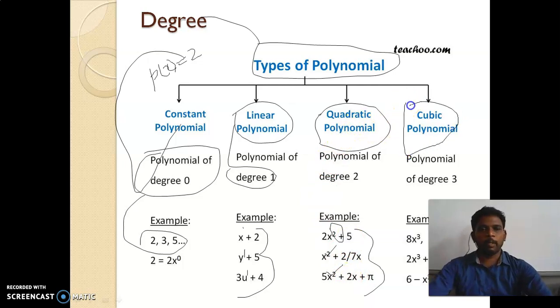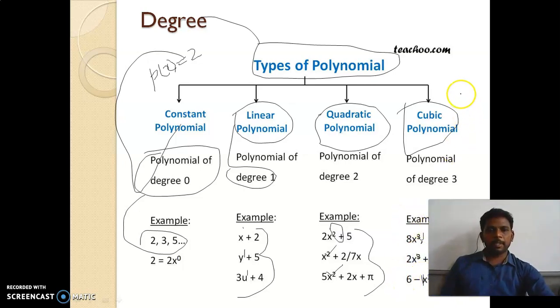Next, cubic polynomial. When the maximum power of the variable in the polynomial is 3, it is said to be a cubic polynomial. So here 3, and here also 3 is given. Therefore, these examples all come under cubic polynomial, right? So that is the classification of polynomials by degree. Okay, so let us enter into today's session now.